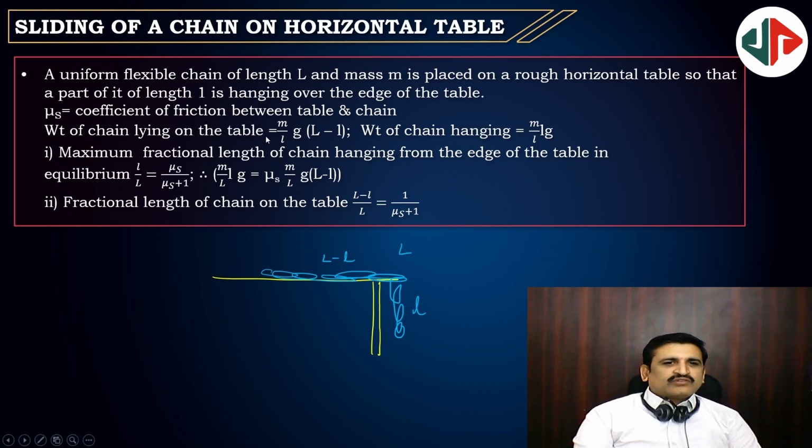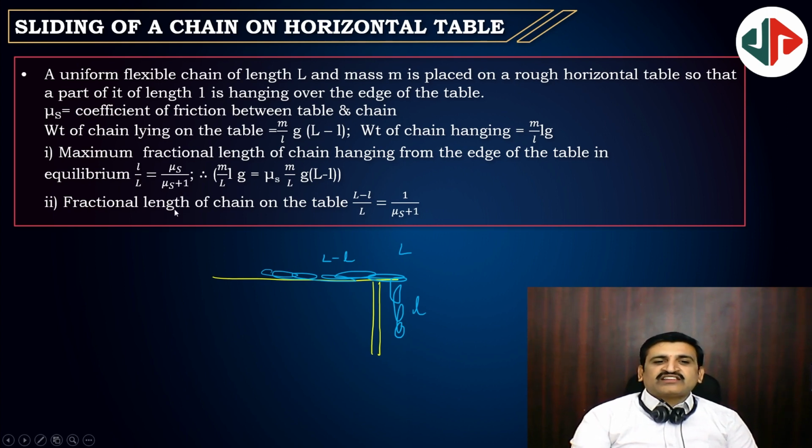Next. So the maximum fractional length of the chain hanging from the edge of the table, the fractional length l by L, is equal to mu s by mu s plus 1. Fractional length is small l by capital L, mu s by mu s plus 1.